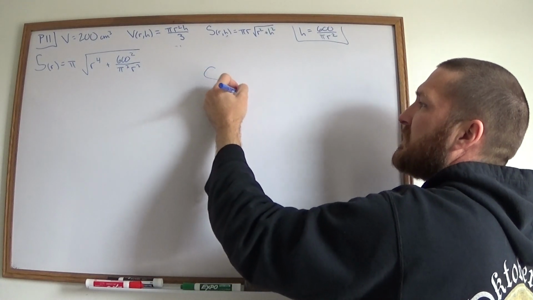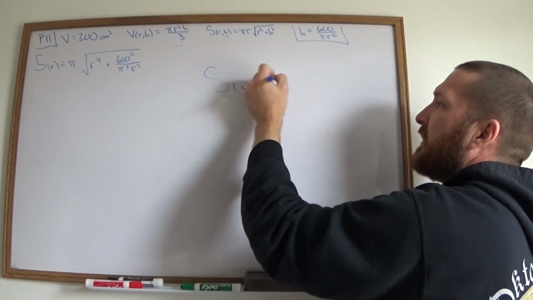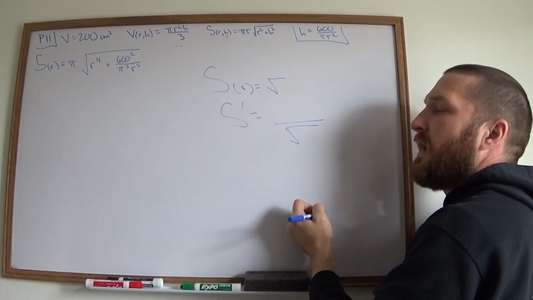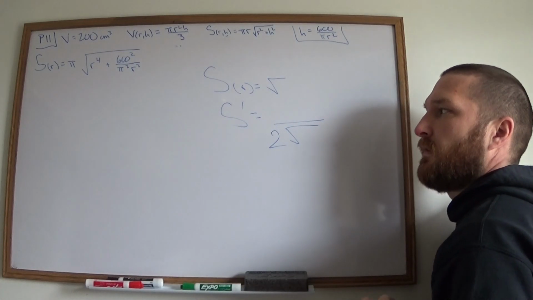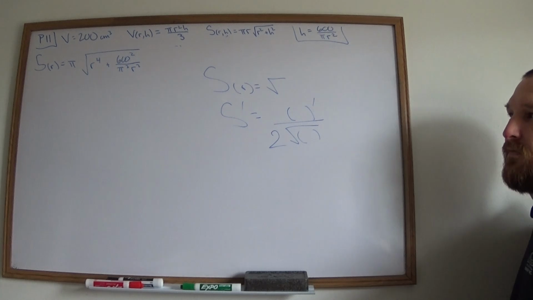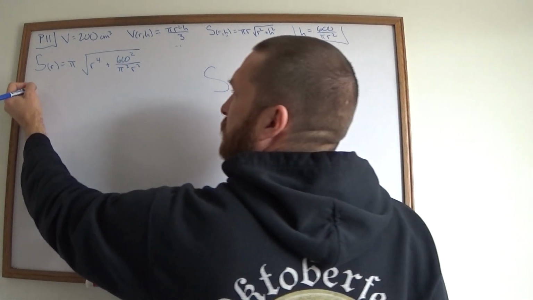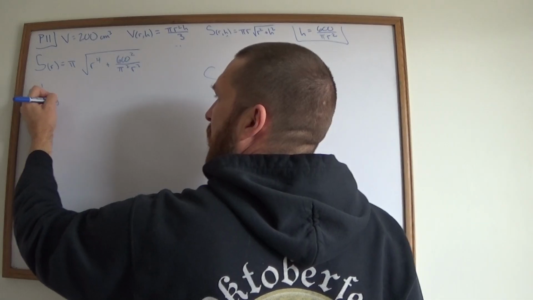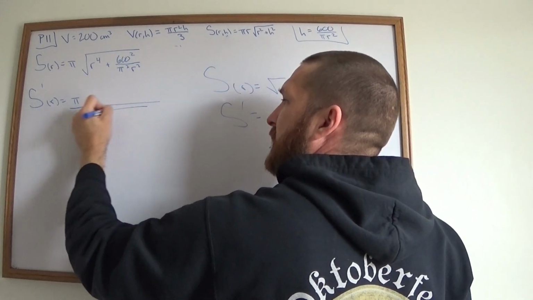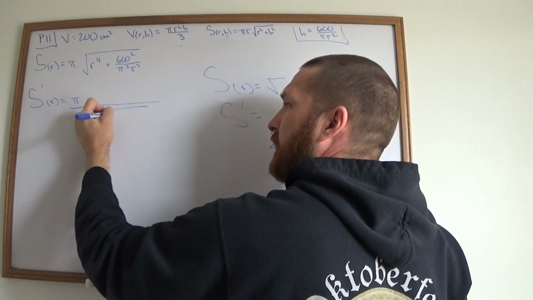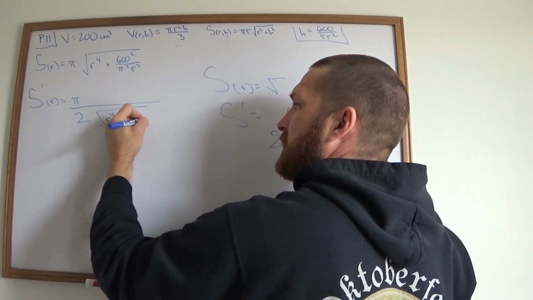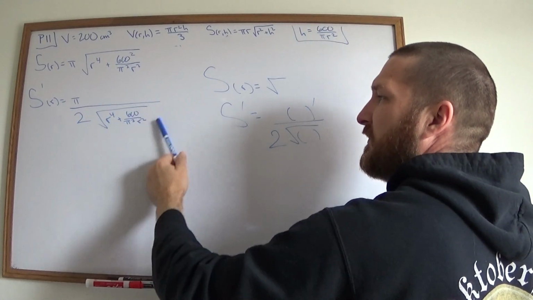So if we have an s of r equals root something, and I take the derivative of it, root something comes into the denominator. A 2 also drops into the denominator. And then we take the derivative of what the inside stuff is, right? So, s prime of r, pi comes along for the ride. We get a 2 down here. Denominator stuff comes along for the ride, r to the 4th plus 600 pi squared r squared. Now we multiply by the derivative of all of this stuff.